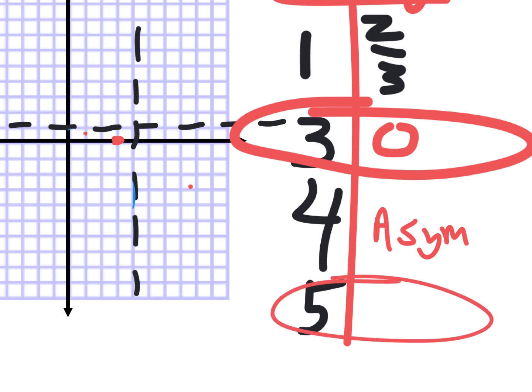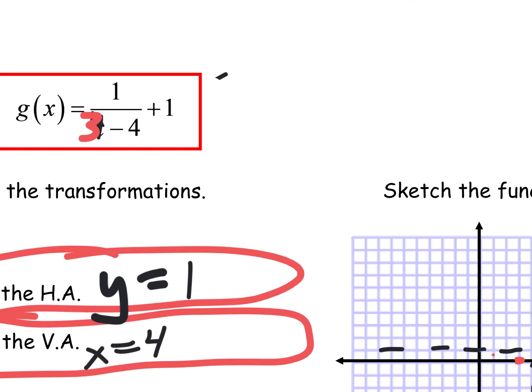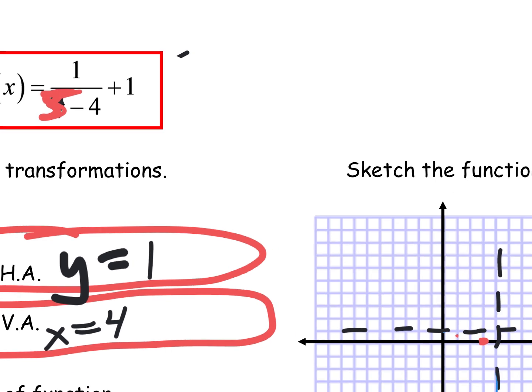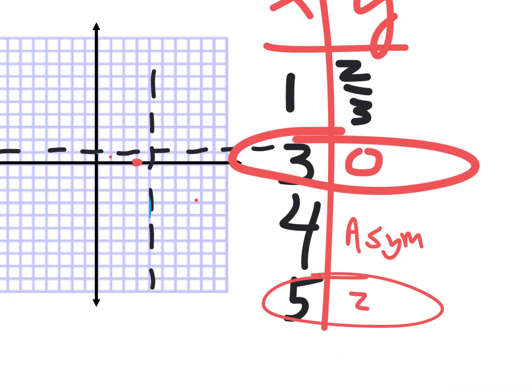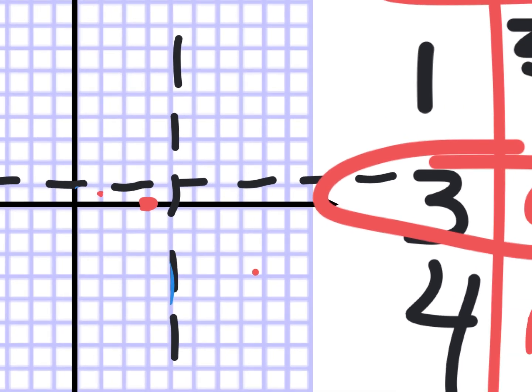And then you put in 5. 5 minus 4 is 1. 1 over 1 is 1. 1 plus 1 is 2. 5 comma 2, over 5 up 2. Look at that. Now those are perfect points. They don't even have decimals. Get closer and closer to the asymptotes, never touch them.